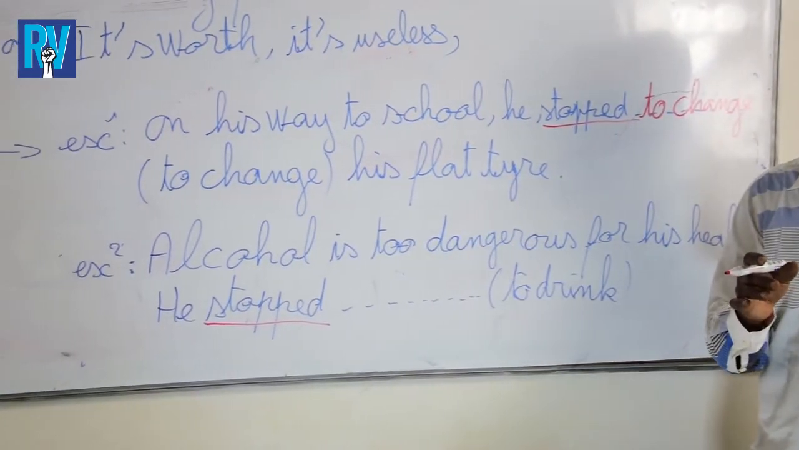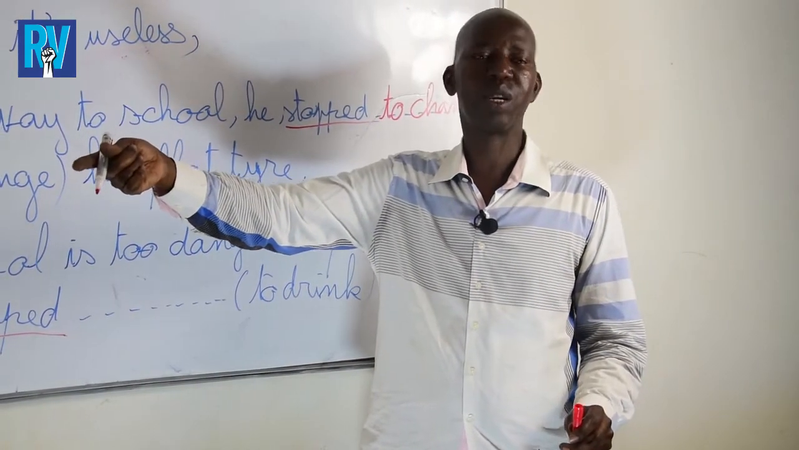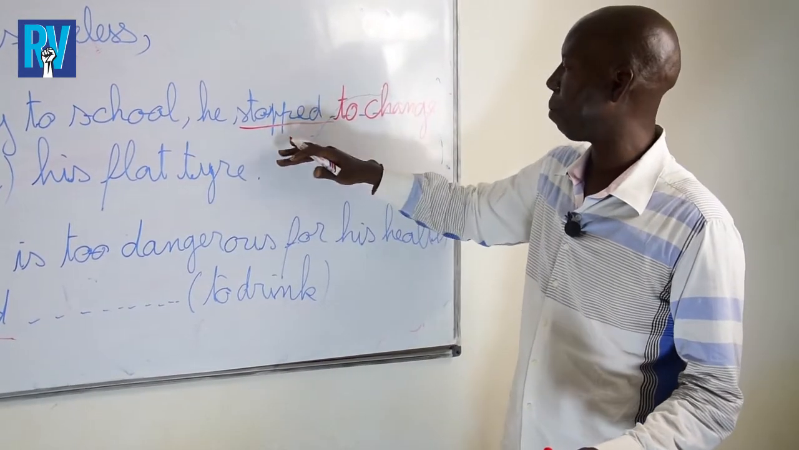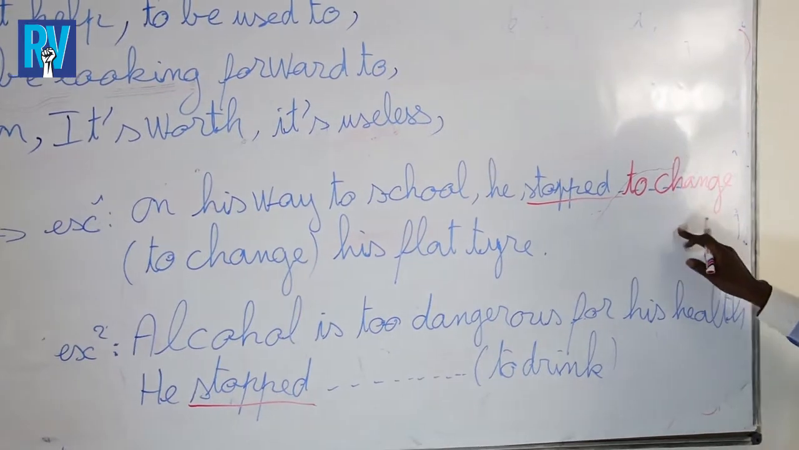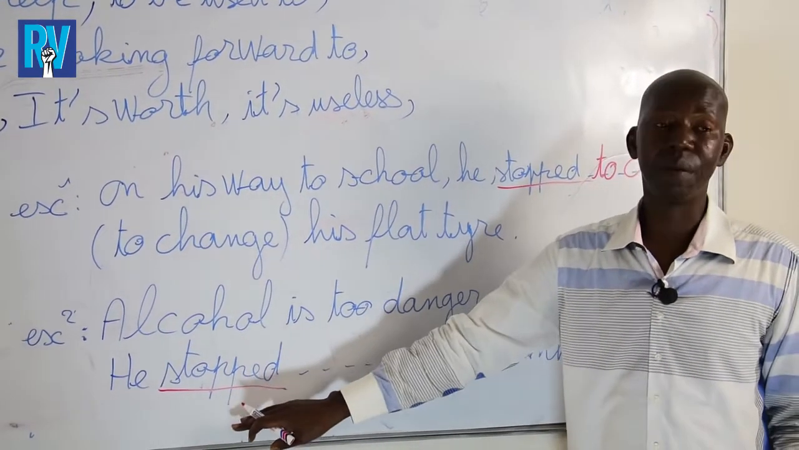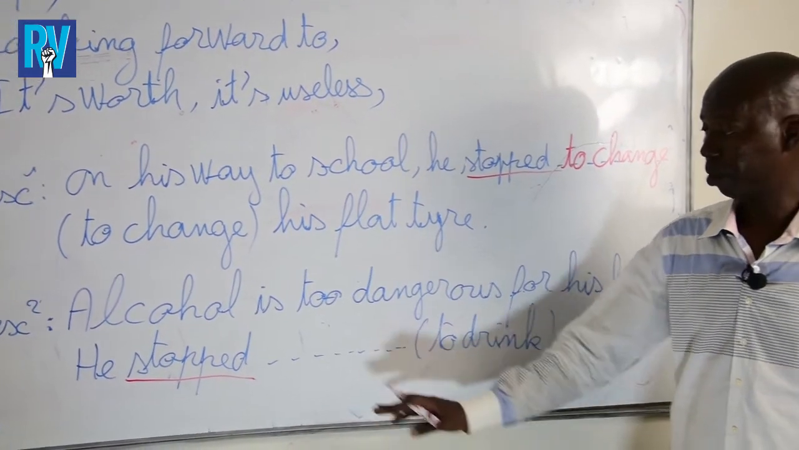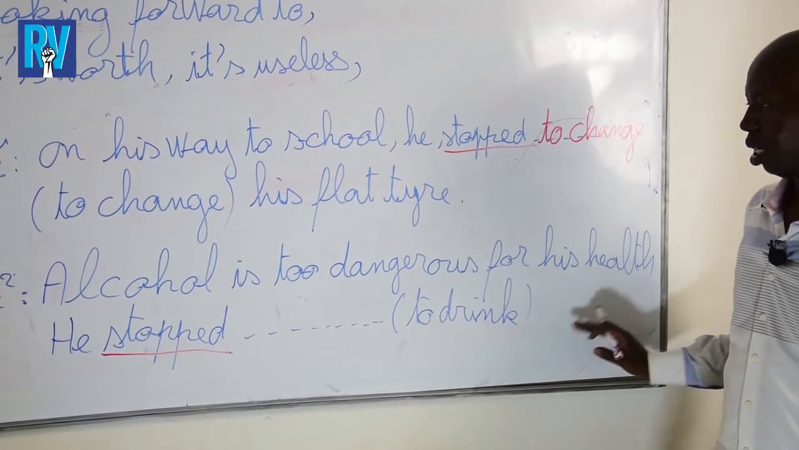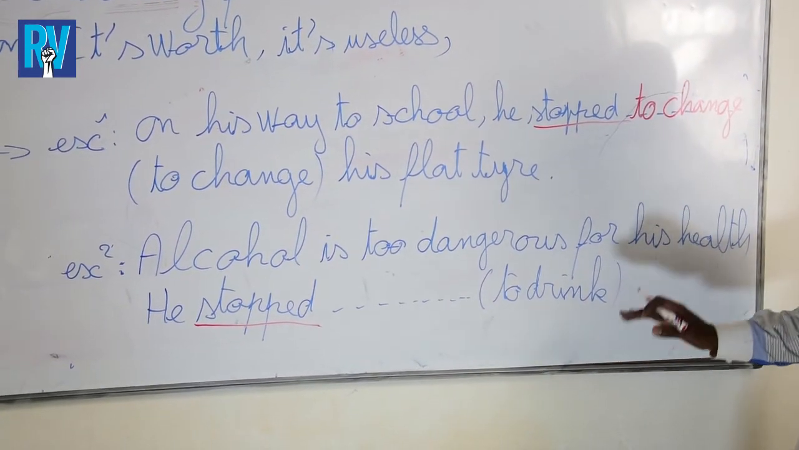Donc, ce n'est pas une rupture. L'élève s'est arrêté pour faire une action. On his way to school, en allant à l'école, he stopped to change his flat tire. Donc, il s'est arrêté pour changer sa roue crevée. Mais, dans le deuxième exemple, nous avons une rupture. We have a rupture here. Alcohol is too dangerous for his health. Donc, l'alcool est très dangereux pour sa santé.